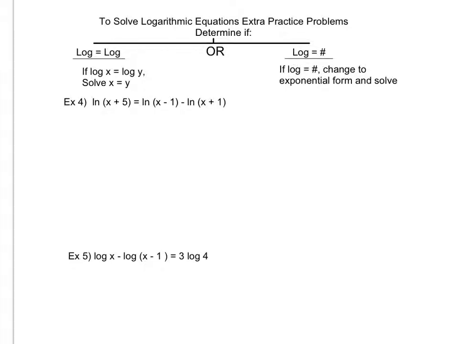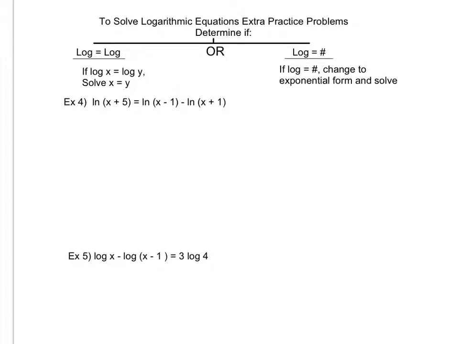Okay, so here's some more examples with solving logarithmic equations. So we're still going to try to find when does log equal log or when does log equal a number. Based on that, if log equals log, we'll set whatever we're taking the log of equivalent to each other. If it's log equals a number, we'll change to exponential form. Remember to use your properties first.